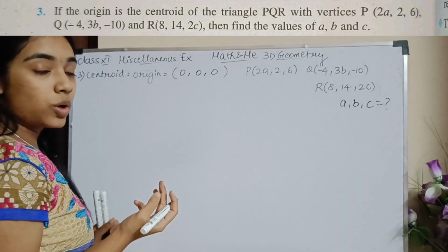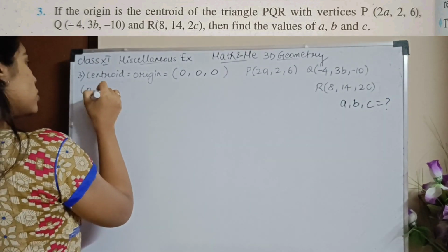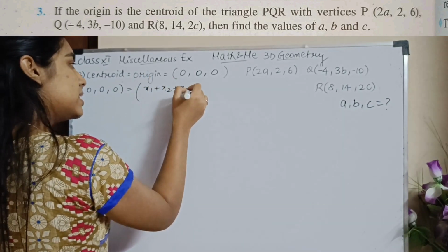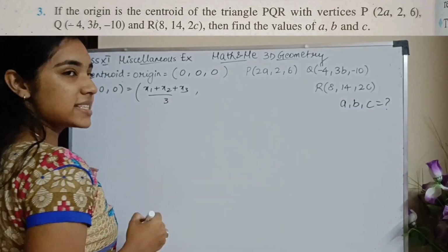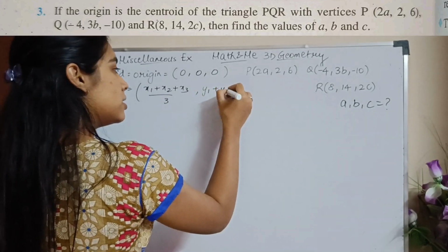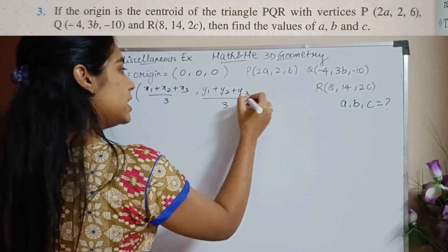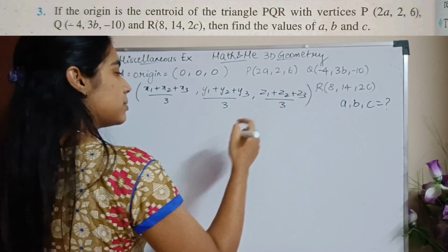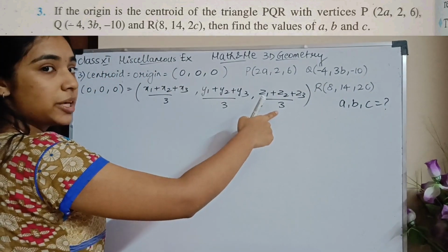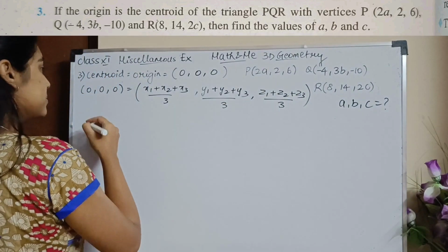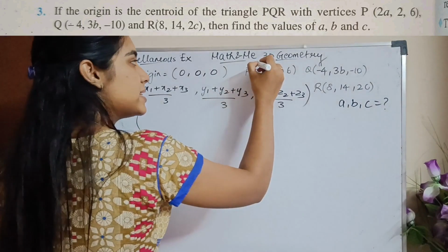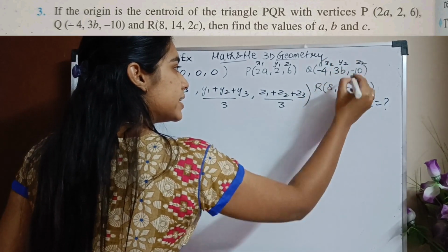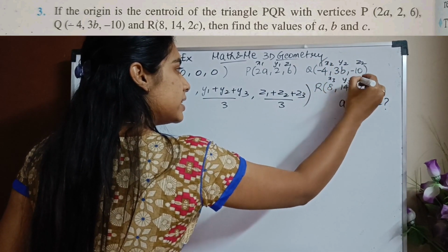So what are the coordinates of a centroid? It will be 0, 0, 0 equals x1 plus x2 plus x3 divided by 3. We did this in the previous exercise and example questions. This will be y1 plus y2 plus y3 divided by 3, comma z1 plus z2 plus z3 divided by 3. Remember, it is divided by 3. Midpoint is divided by 2. For the centroid, it will be divided by 3. So I'll mark this as x1, y1, z1, x2, y2, z2, x3, y3 and z3.